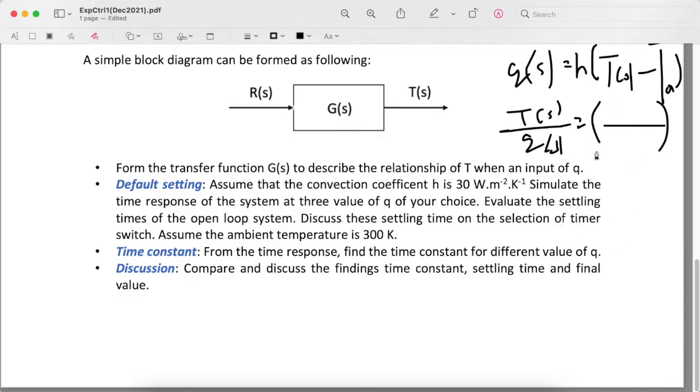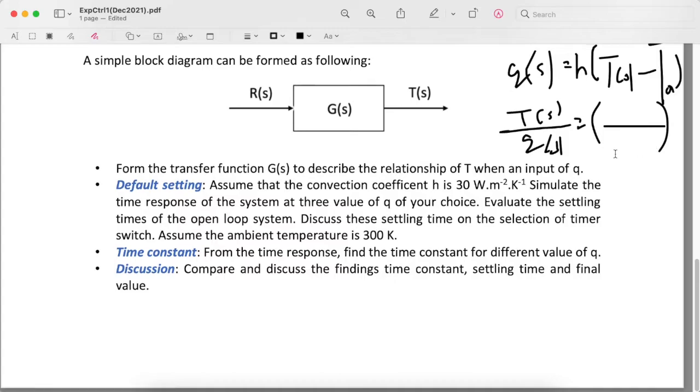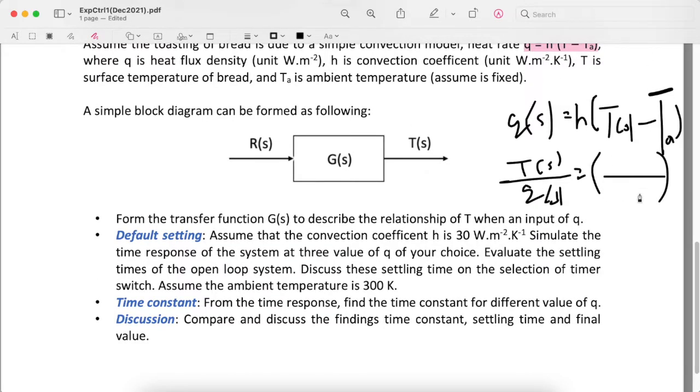Once you get this transfer function, as long as your transfer function doesn't have T, you have Q, which is okay. Therefore, when you insert your Q value into your equation, you get the relationship between them. So that is the idea of these transfer functions. You may have it in terms of H, in terms of TA, in terms of some Q. That would describe your transfer functions.